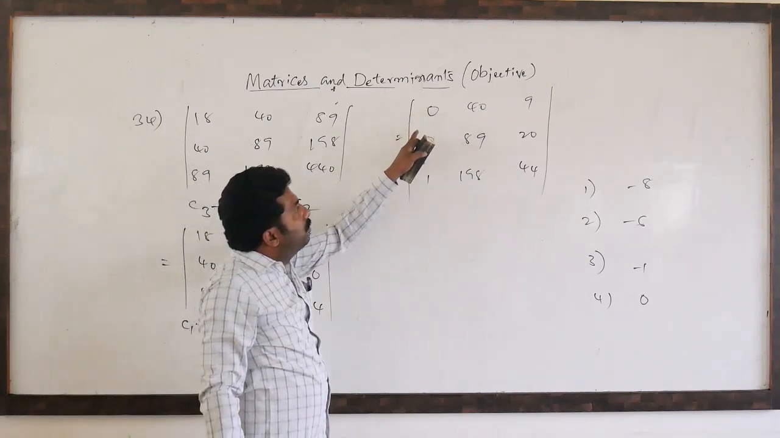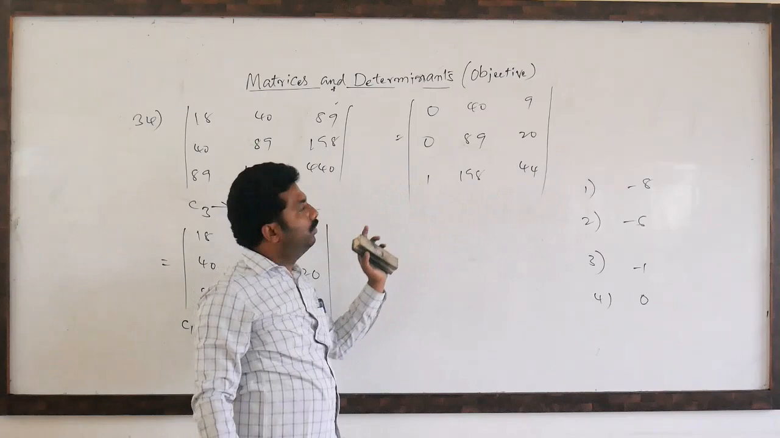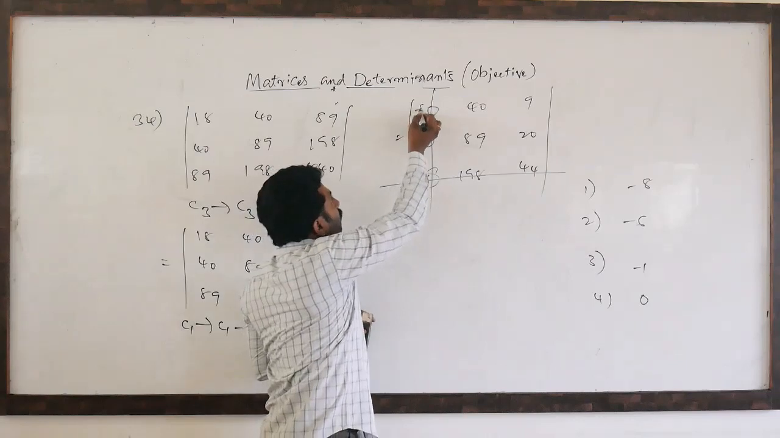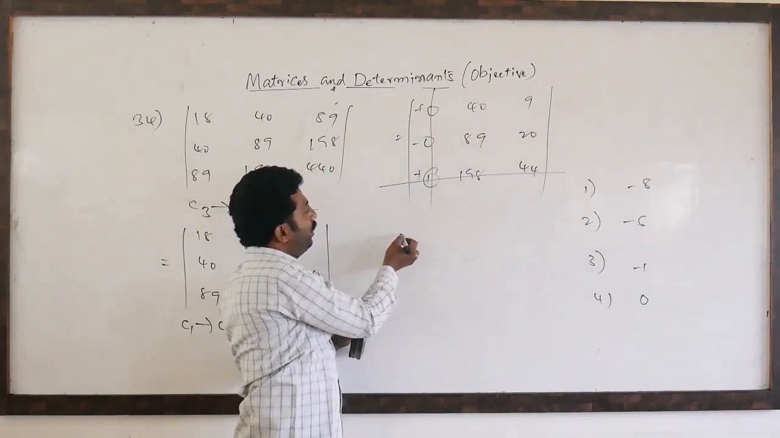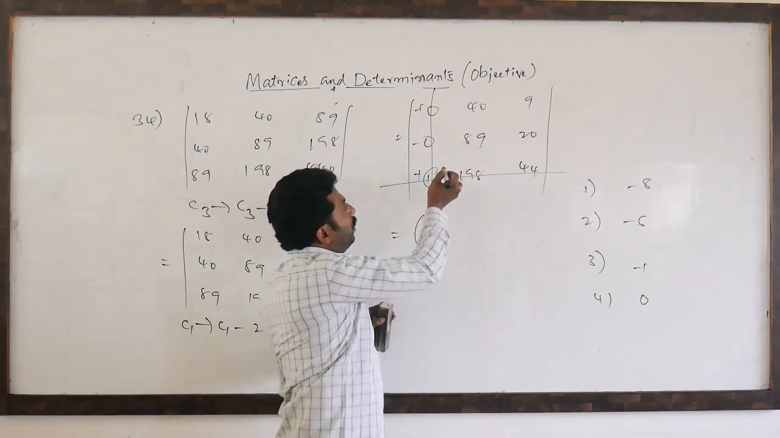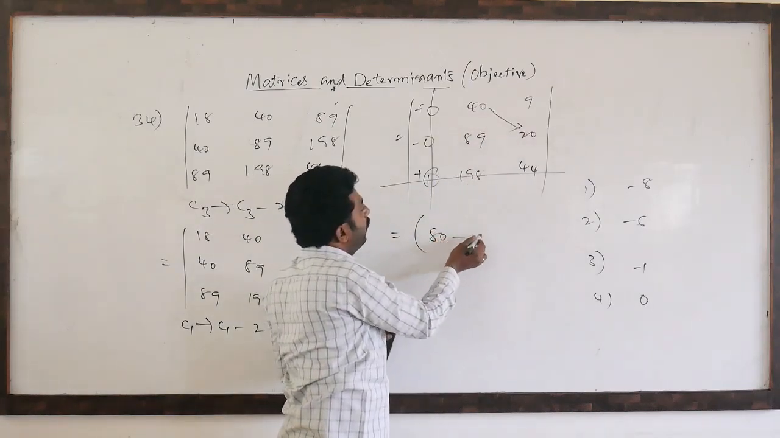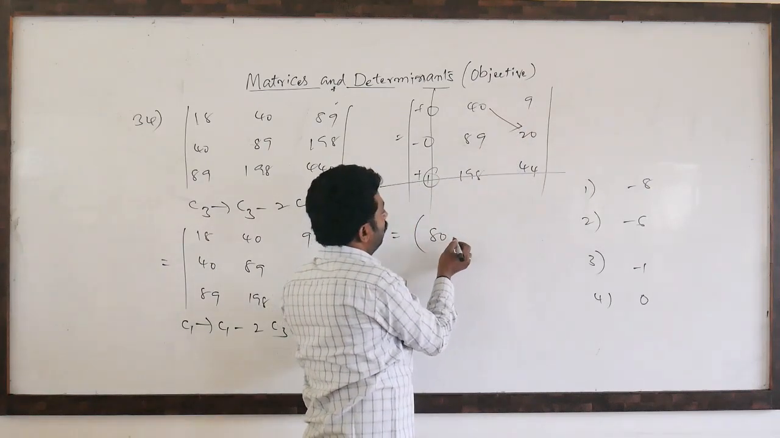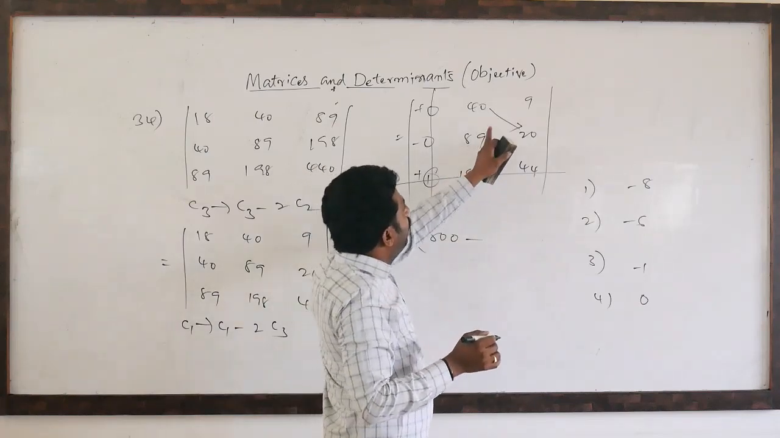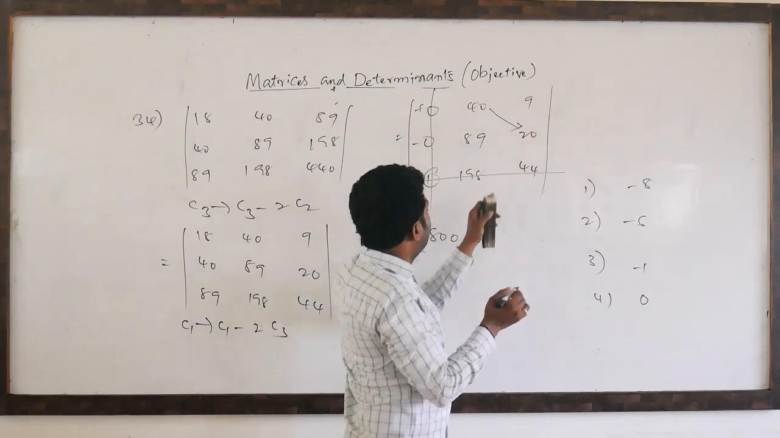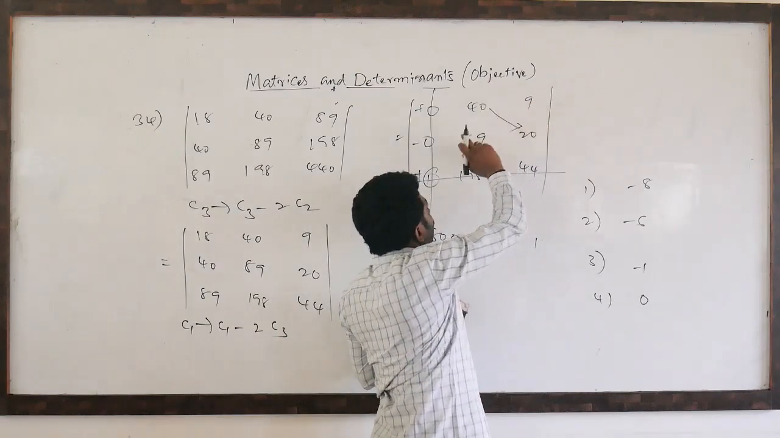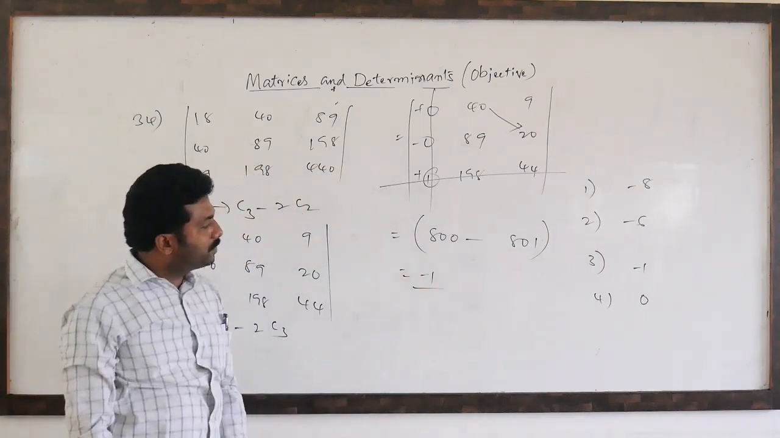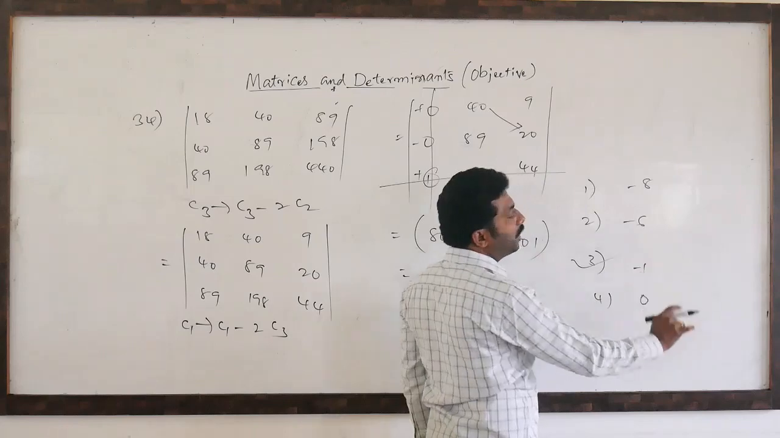You remember, in any determinant, if two elements are 0, you can expand along that row, meaning this one. You delete this column and this row. See, plus minus plus. So plus 1 into 4 into 20 means 80, minus 89 into 9, which is 81. So 800 minus 81... the answer is minus 1. So this is the correct option.